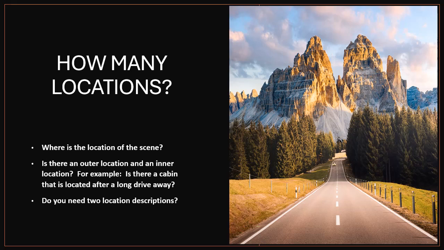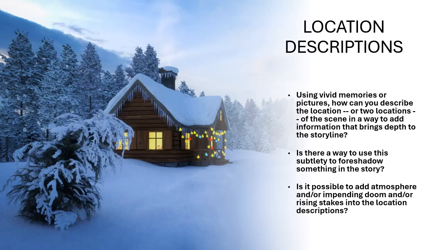For example, is there a cabin that is reached only after a long drive? Do you need two location descriptions? Using vivid memories or pictures, how can you describe the location or two locations of the scene in a way to add information that brings depth to the storyline? Is there a way to use this subtlety to foreshadow something in the story? Is it possible to add atmosphere and or impending doom and or rising stakes into the location descriptions?